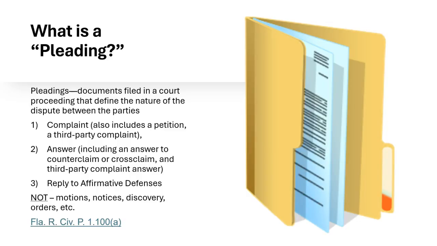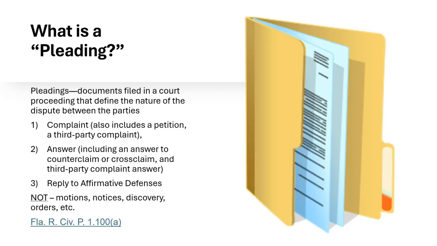First, let's look at the definition of the word pleading. What is a pleading? These are documents that are filed in the court, and they define the nature of the dispute between the parties, the overall dispute. There are a few different things that fall into the pleading definition. One is the complaint. And in certain types of actions, such as dissolution of marriage, it's a petition, and a third-party complaint. So those are the types of complaints, which are pleadings.